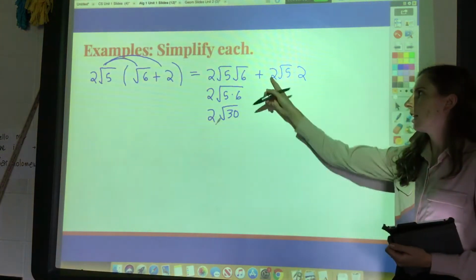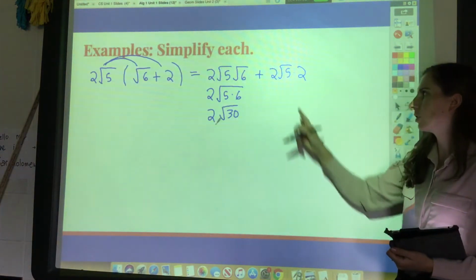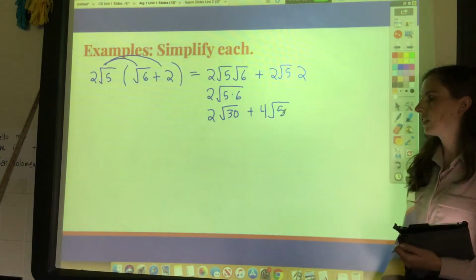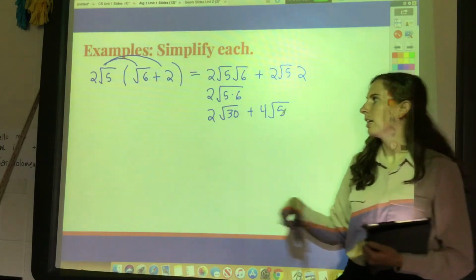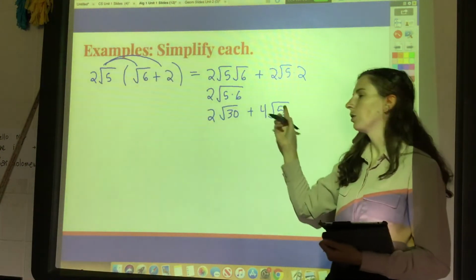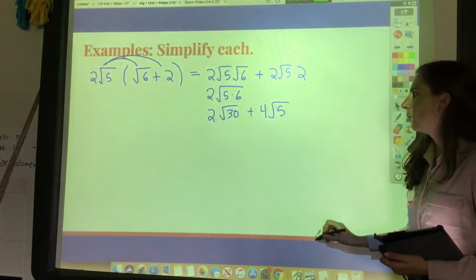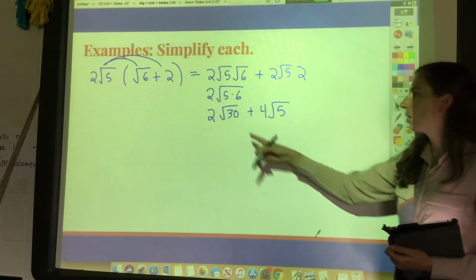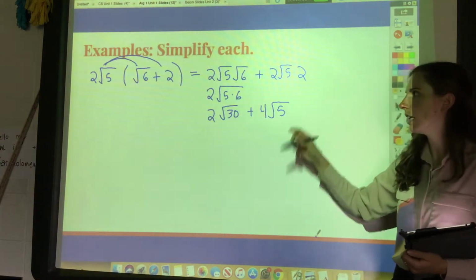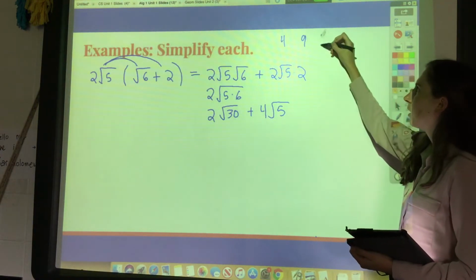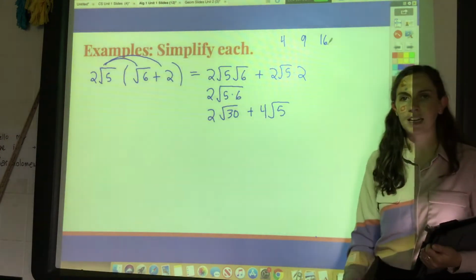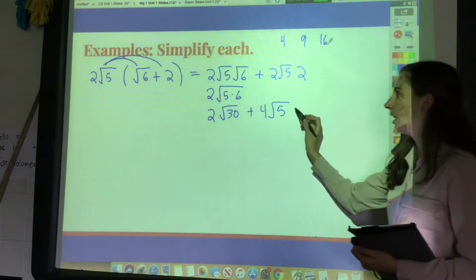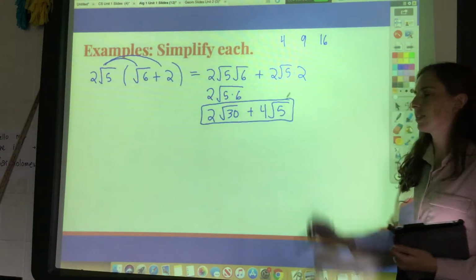Same thing for anything outside the parentheses. We can multiply those together too. So 2 times 2 is 4 root of 5. If you want to just jump straight from here to here, that's fine. Like 2 root of 5 times 2 is 4 root of 5. Does any of this break down? Let's see. 5 doesn't, but could we help any of this escape? Like, does 30 divide by 4 or by 9 or by 16? You may want to try it. It actually doesn't. So 30 cannot break down at all. That is my final answer.